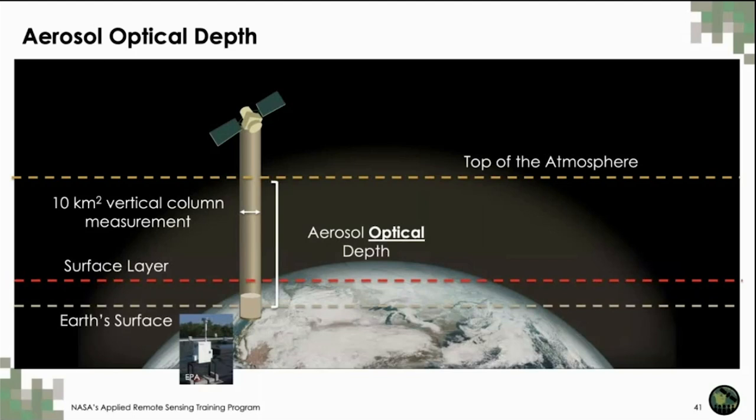And there are similarities and differences between aerosol optical depth and PM2.5, and I want to make sure we understand that. So again, like I mentioned earlier, aerosol optical depth is defined for the entire column of the atmosphere, whereas the surface PM2.5, which is measured at the ground, is only near the surface layer, the nearest layer of the atmosphere, close to the instrument. Aerosol optical depth is averaged over a certain area.